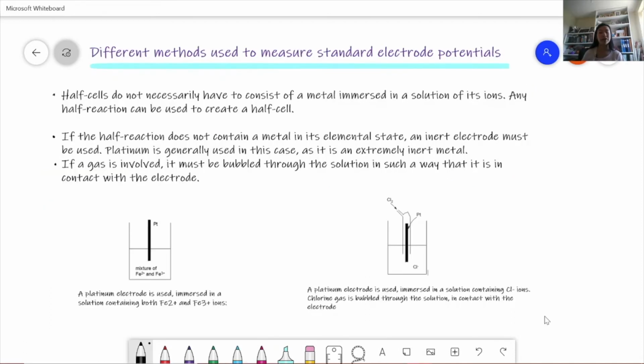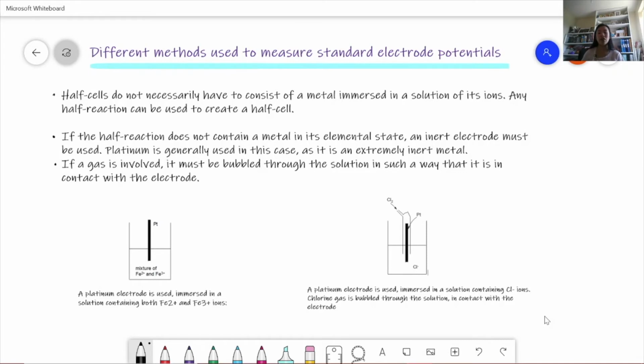Different methods can be used to measure standard electric potentials. So half cells do not necessarily have to consist of the metal immersed in a solution of its own ions. So for example, having copper immersed in copper sulfate with copper 2 plus ions. Any half reaction can be used to create a half cell. If the half reaction does not contain a metal in its elemental state, an inert electrode must be used. So normally this is platinum, as it's extremely inert and it still conducts electricity.